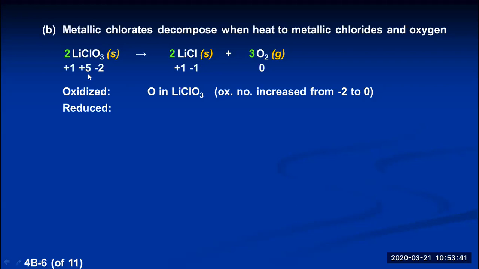The chlorine has an oxidation state of +5, and then on the product side, it's -1. It's going from +5 down to -1. That's being reduced. So we've identified the chlorine as the element being reduced in this reaction because its oxidation number is going down from +5 to -1. The lithium happens to not be changing its oxidation state in this reaction.